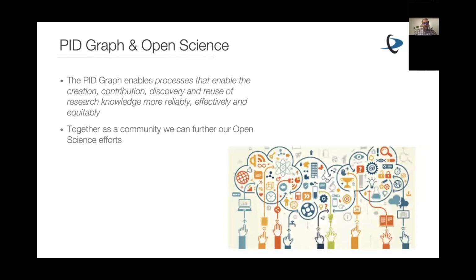The PID graph in open science enables processes that allow for the creation, contribution, discovery, and reuse of research information more reliably, effectively, and equitably. Together as a community, we can further our open science efforts.